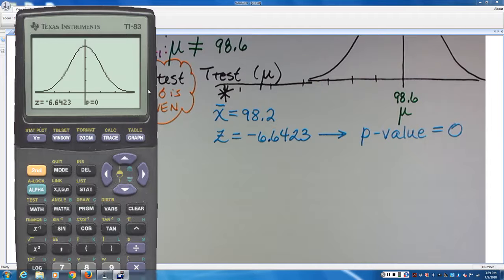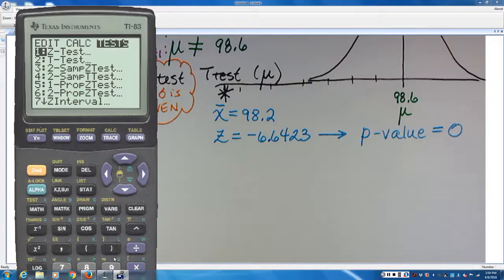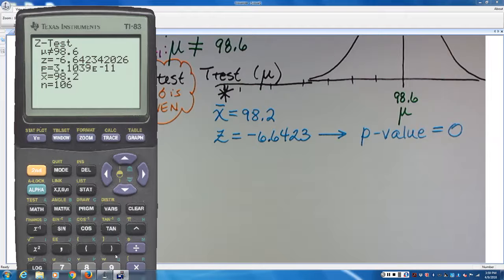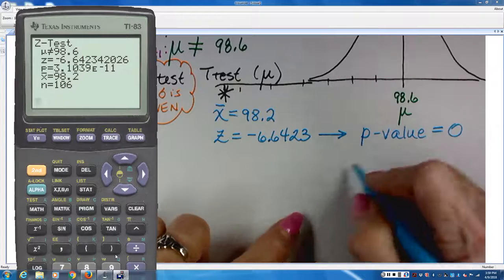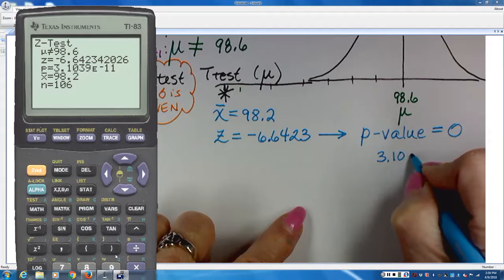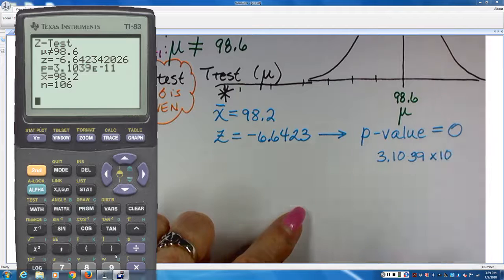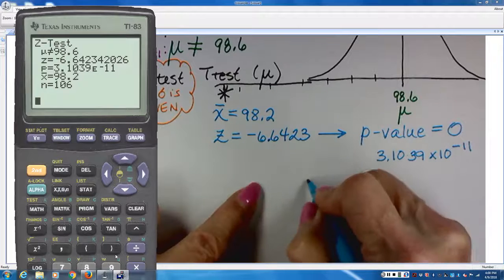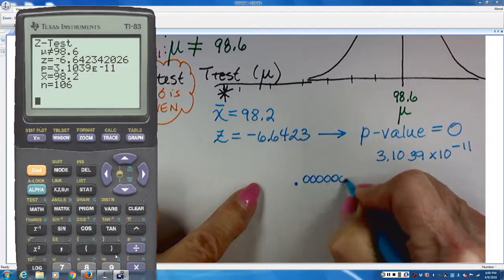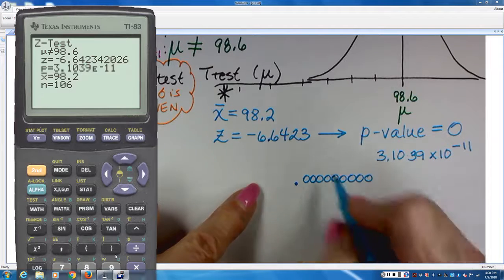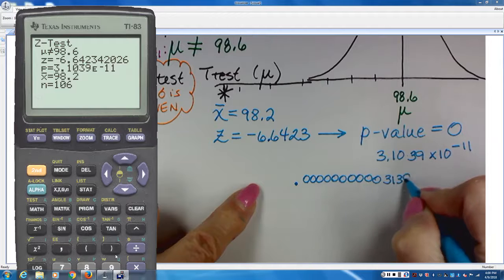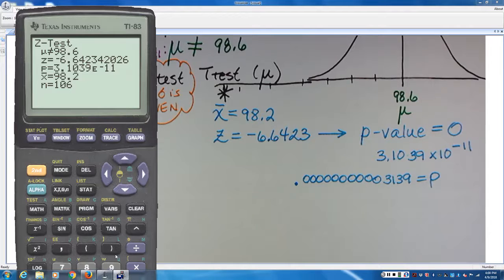Now, before I leave this, just to make sure everybody understands, I'm going to do the calculate part of it. Now, that p-value that it's called 0, the actual p-value is 3.1039 times 10, because that's what E means, to the negative 11 power. So this p-value is actually... How'd you get to that square again? You just use calculate instead of draw. So there's your p-value.